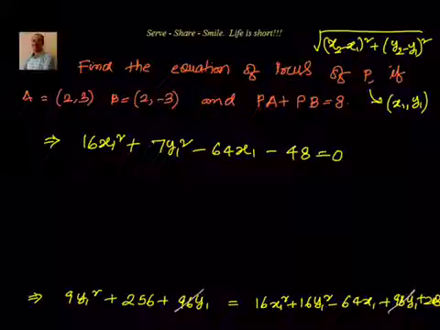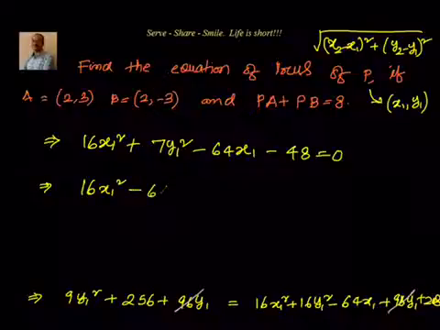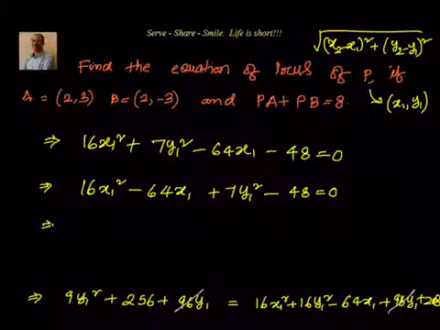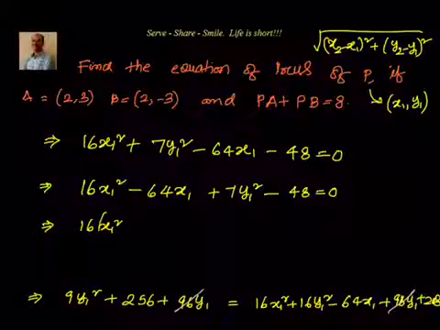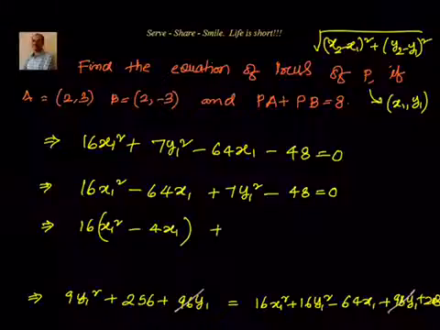So this is the equation of the locus, but if you want we can also write it so that we know that it's an ellipse. For that what we will do, we'll use completing the squares method. 16x1 square minus 64x1 plus 7y1 square minus 48 equal to 0. Now can I write it as 16 into (x1 square minus 4x1) plus 7y1 square equal to 48.